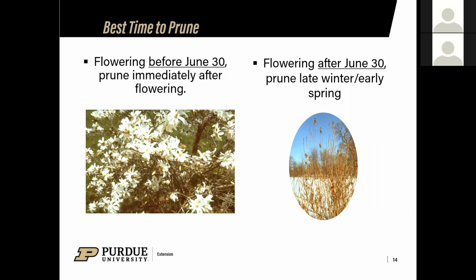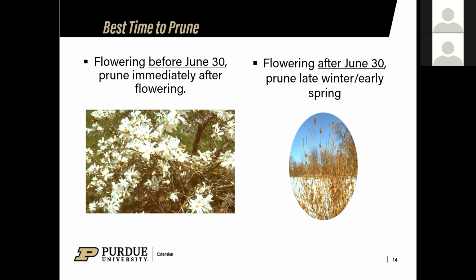So something like this star magnolia, it blooms early spring. Then it works all summer long, putting new flower buds on that are set in the fall. Those flower buds overwinter on that old wood and then bloom next spring. So you want to prune those immediately after the petal fall of the flower show in the spring.